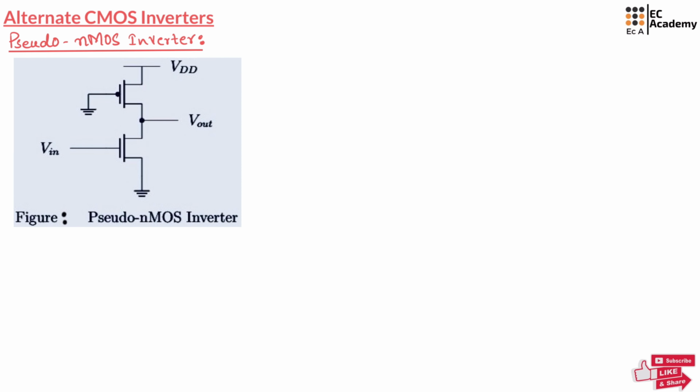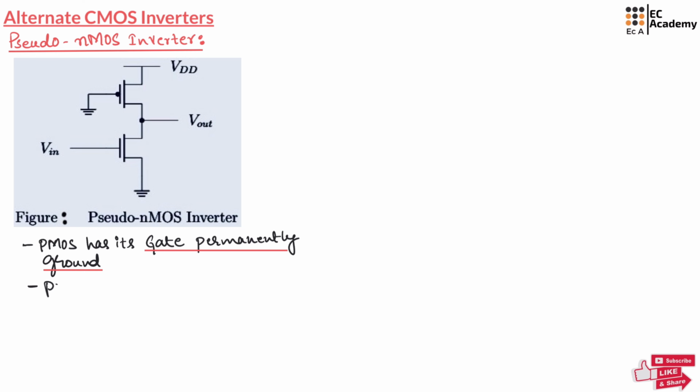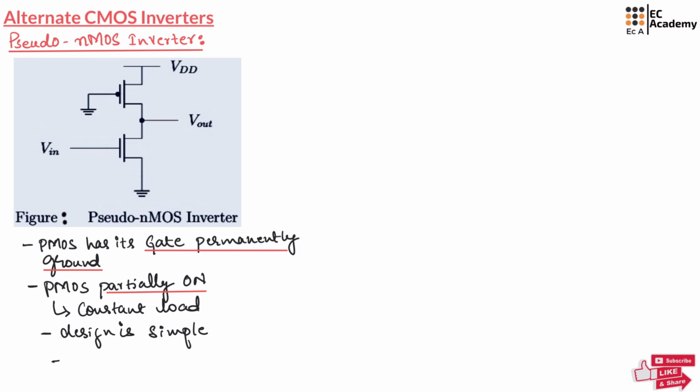This Pseudo-nMOS inverter is different than a typical CMOS inverter. In a standard CMOS inverter, you have both PMOS and NMOS working together. But in Pseudo-nMOS inverter, the PMOS, which is a pull-up transistor, has its gate permanently grounded, which will make PMOS partially on. So if we say PMOS is partially on, which means it is acting like a constant load, similar to how a depletion mode transistor works. This design is simple but has some disadvantages.